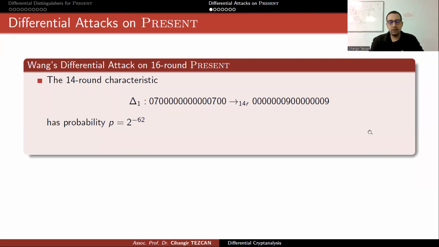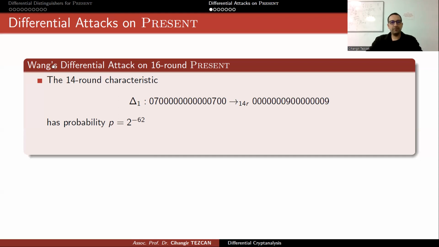All right, so we learned how to obtain a distinguisher as a differential distinguisher. So the next question is, that distinguisher only helps you to distinguish a reduced round of a cipher from a random permutation, right? Now the question is, how can I turn it into a key recovery attack? I'm going to focus on Wang's differential attack on 16 round PRESENT and show what works in practice and what doesn't work in practice, because theory doesn't match practice most of the time.